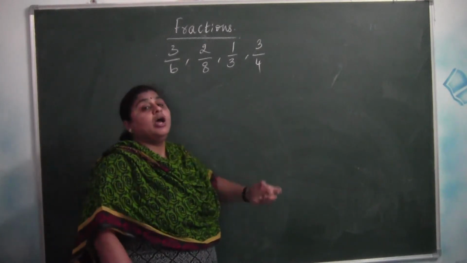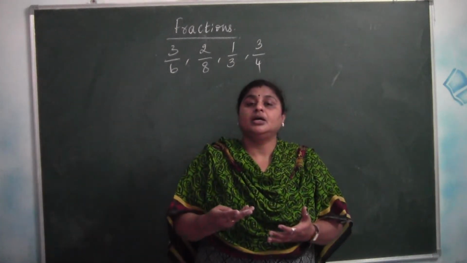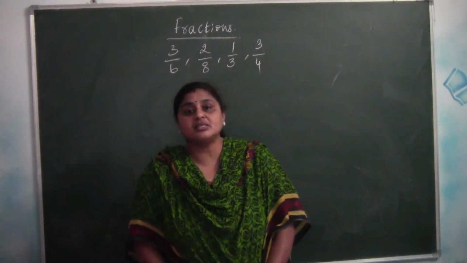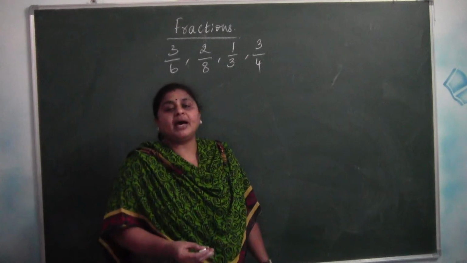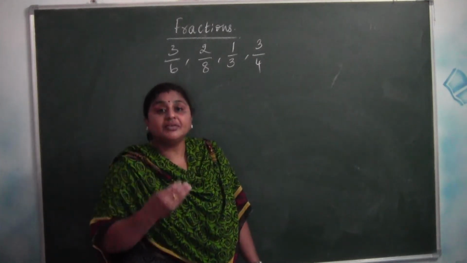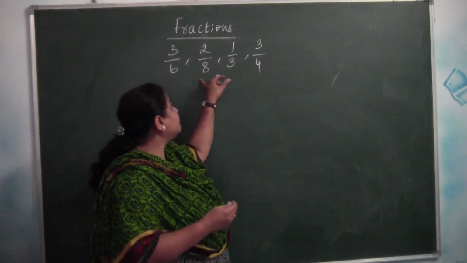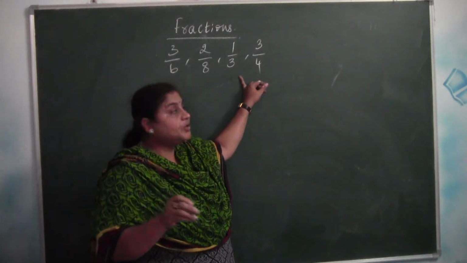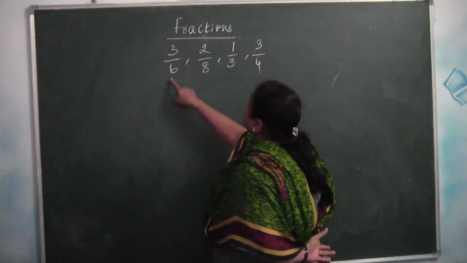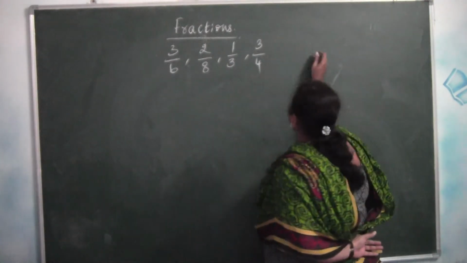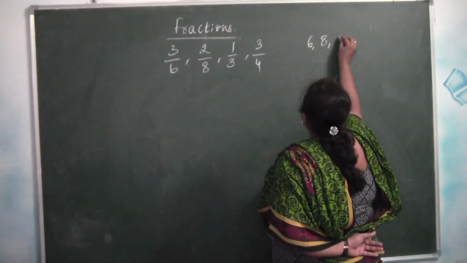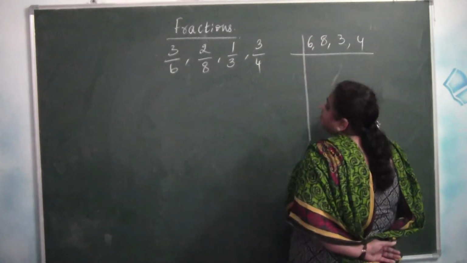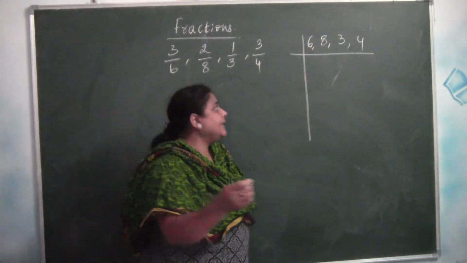Now before that, already you learned how to find out the LCM in your previous classes, right? So before comparing, what are we going to do? We are going to find the LCM of the denominators. I mean 6, 8, 3, 4. So first you have to find the LCM of the denominators.